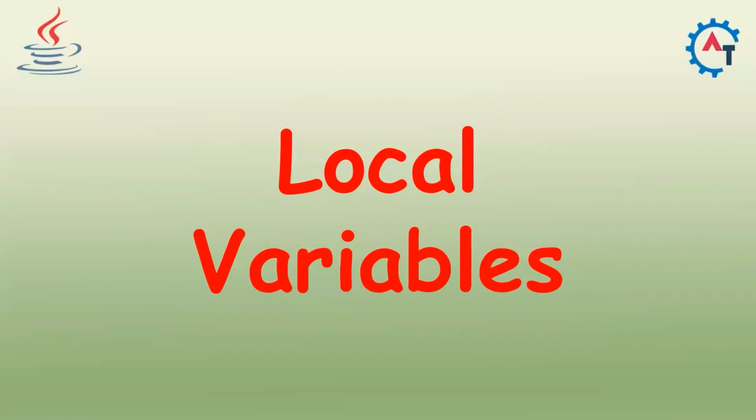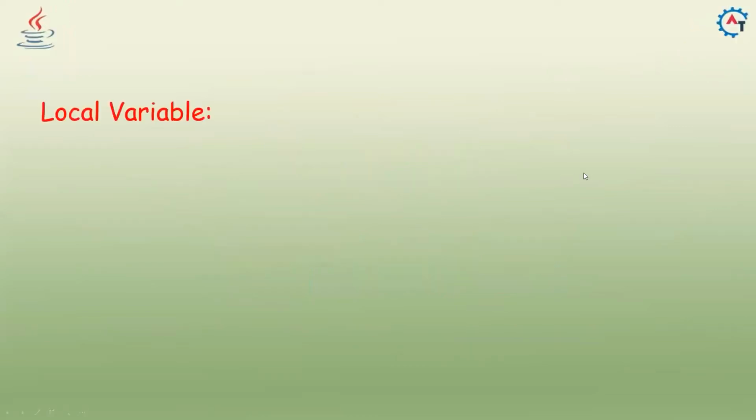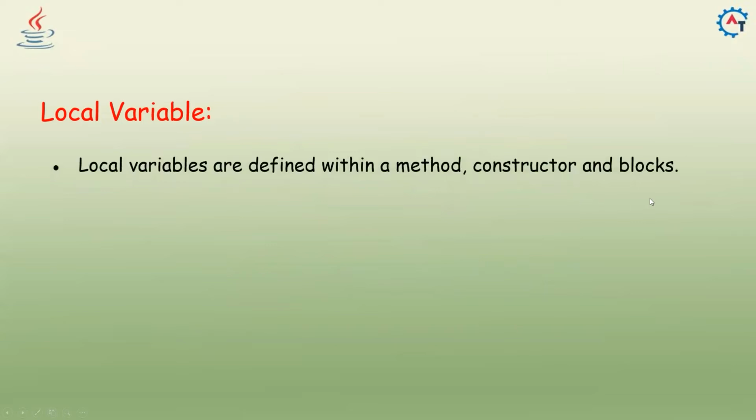Hi, in this video we will see local variables in Java. So what are local variables in Java? Local variables are defined within a method, constructor, or blocks. Method we already discussed. Constructor is also similar to a method, but some changes are there. At a high level, we can say that is also one of the methods. And blocks means we have loops, if else blocks, and while. We will discuss all these things in our upcoming videos.